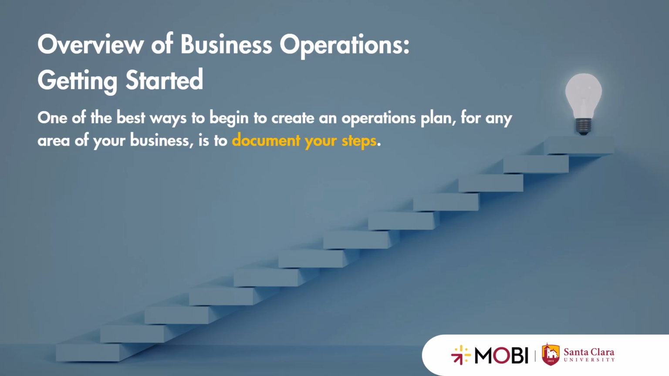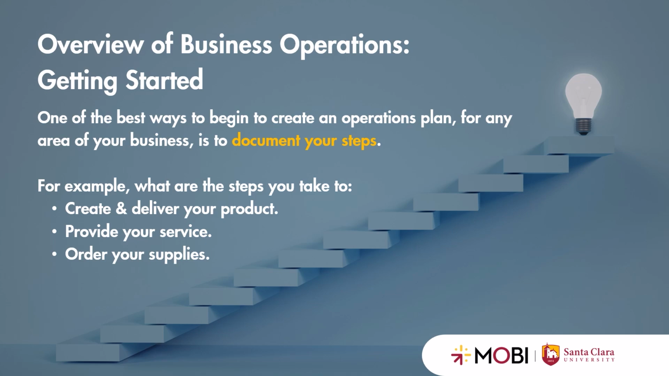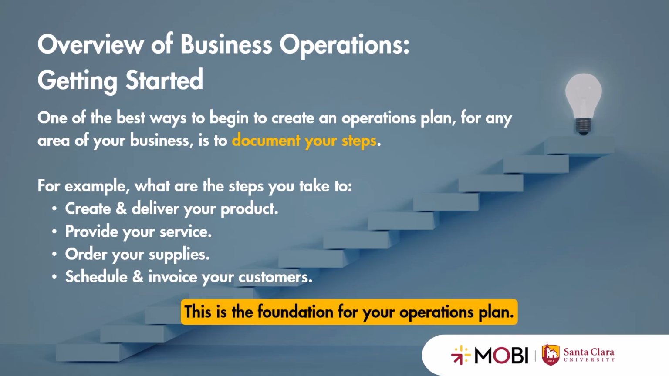Creating operations for your business can seem like a major undertaking, and it can be difficult to know where to start. One of the best ways to begin to create an operations plan for any area of your business is to document your steps. The steps you take to create and deliver your product, to provide your service, to order your supplies, to schedule and invoice your customers. These are all examples of processes you follow in your business. By documenting your processes, you can see how you operate your business. This is the foundation for your operations plan.